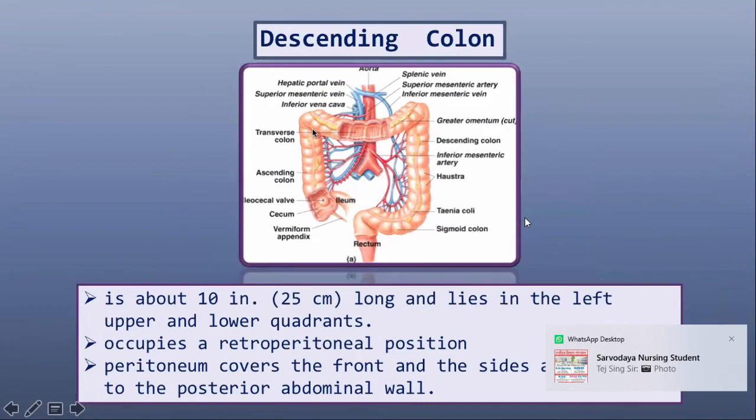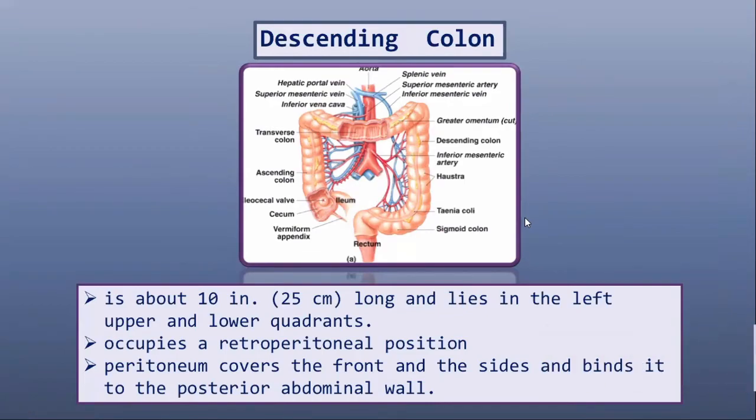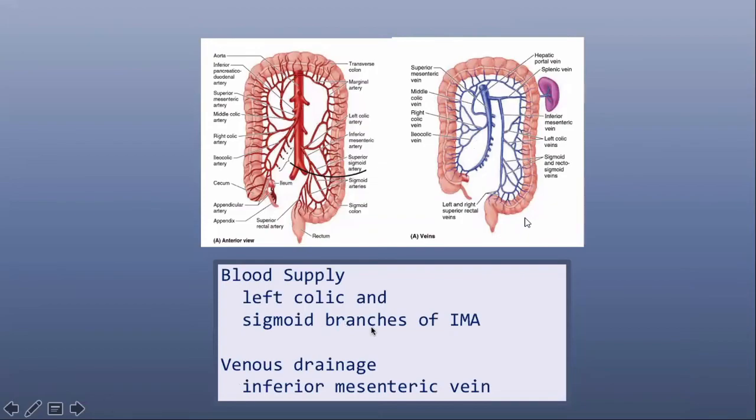The next part would be the descending colon. The descending colon would be from your left colic flexure going down here. It is about 10 inches, occupies already a retroperitoneal position. Peritoneum covers the front and the sides. That's why somehow it is already retroperitoneal. Only the anterior part is being covered. And then the blood supply would be coming from your left colic and your sigmoid branches of IMA.